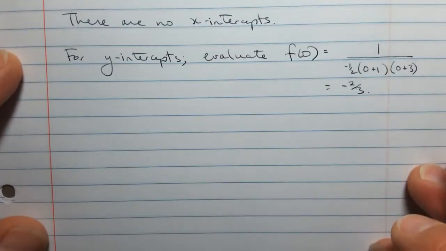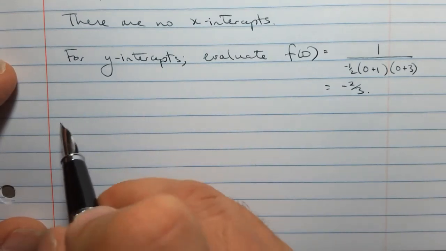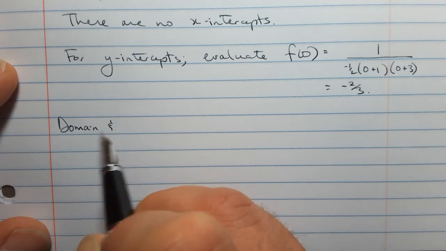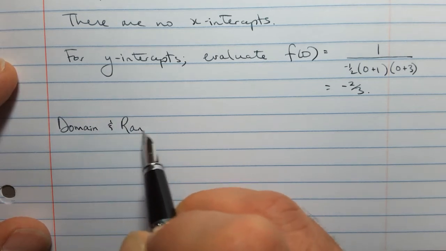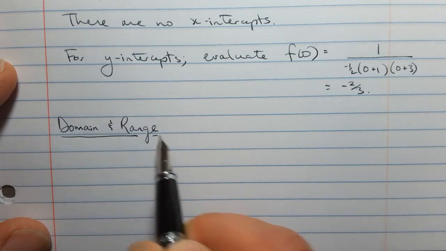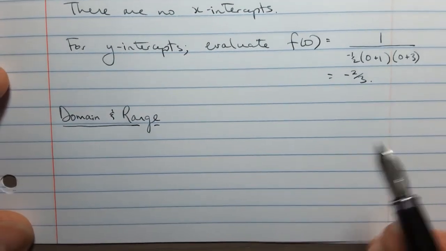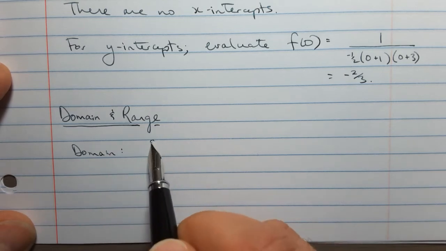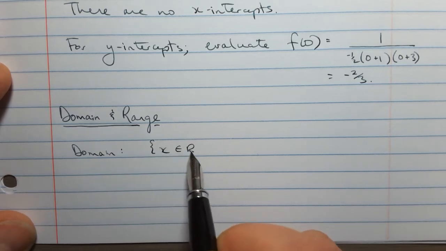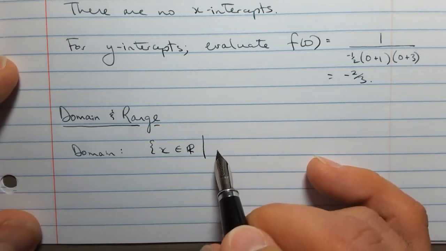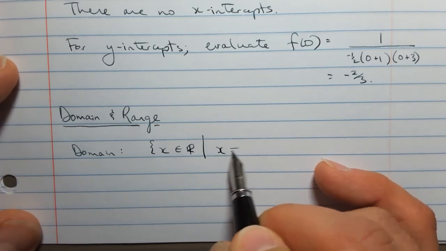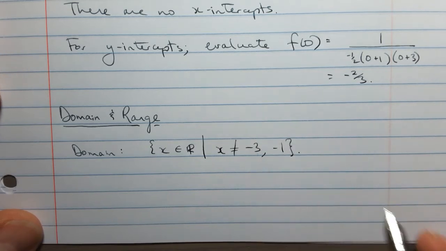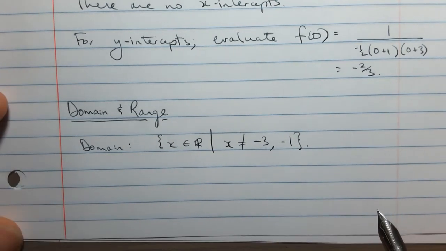Okay, how about the domain and the range? Well, the domain is the set of all x values that are real numbers such that x is not equal to either of the vertical asymptote numbers. So not negative 3 and not negative 1. So that's it. Those are the only 2 values that are missing.